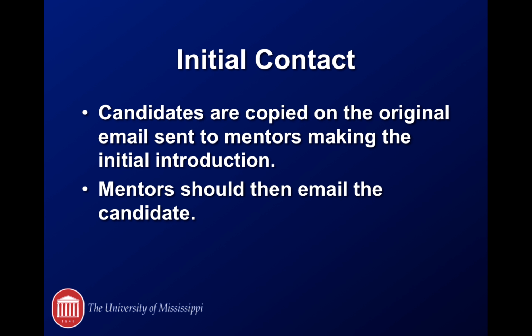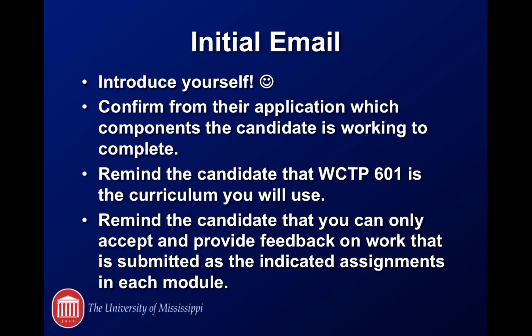Initial contact, how do you do that? How does that happen? Candidates are copied on the original email sent to mentors making the initial introduction. That means when I get an application in the mail, I will forward that application to you and copy the candidate on it. So that will be your introduction. After that, you should then email your candidate individually, introduce yourself, and confirm from their application which components the candidate is working to complete. That way you'll know, because it is your certificate, what to prompt them about and questions to ask.